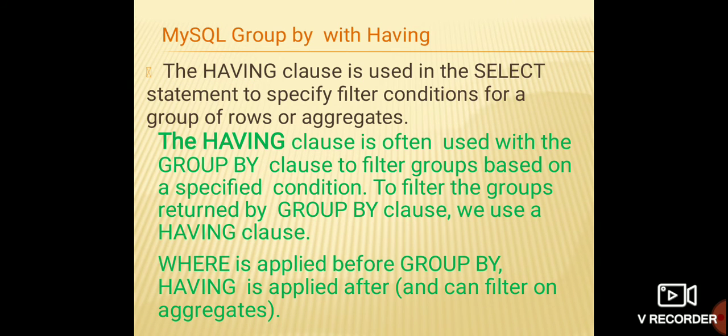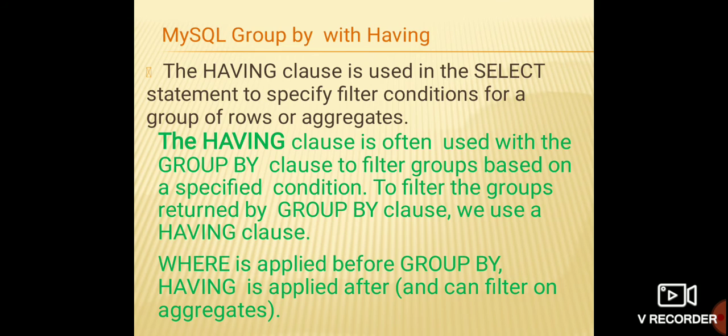Okay, next is having. Having clause is used in the select statement to specify a filter condition for a group of rows or aggregate. Okay, so in the having clause you basically see that with the help of group by we use the having clause. But you will say now, madam, in group by clause we have also used some condition by applying the where clause. Then what is the use of having clause? What is the difference between these two, where and having?